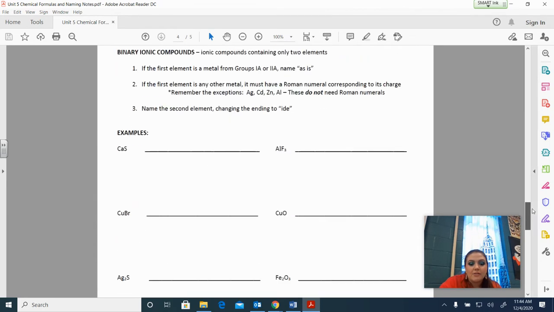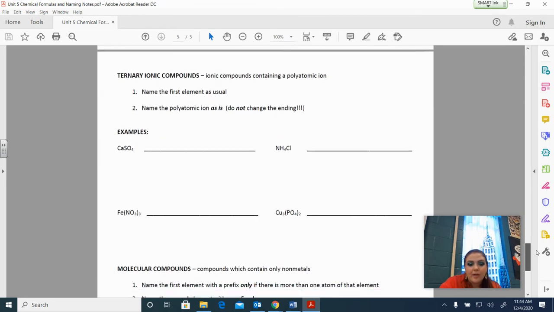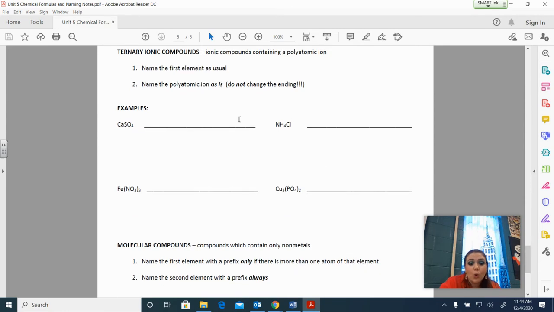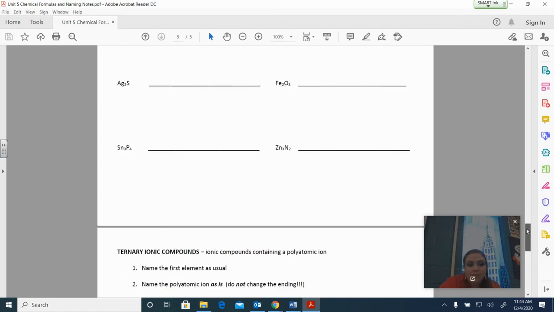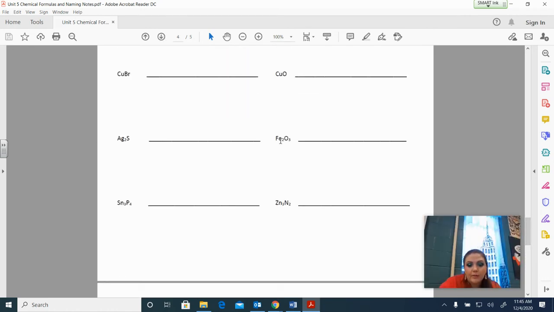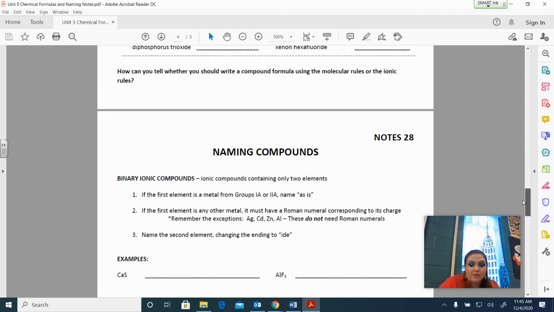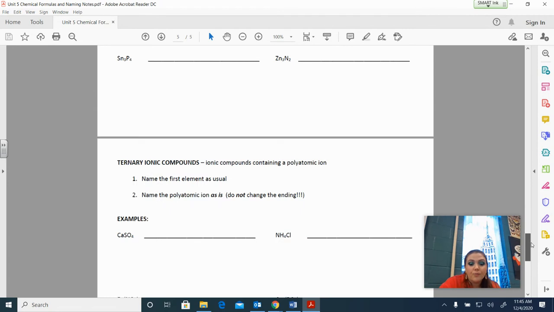Now, how do I know when I'm going to have a polyatomic ion? There's going to be more than two elements. So yesterday's naming, you'll notice one element, two element, one element, two element, one element, two element. They all had two elements. So those are the only three rules I needed to do. It's a metal with a nonmetal. It's only a metal with one nonmetal, so just two elements. Then that's the naming rules I follow.